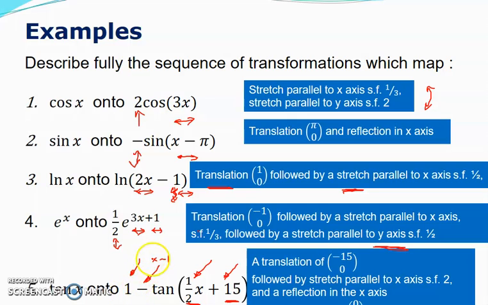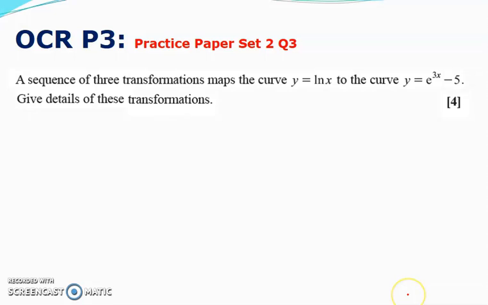So let's see what I've written. You can't see it all actually. A translation of (minus 15, 0). So that's that one, first, followed by a stretch parallel to the x-axis. So that's that one. A reflection in the x-axis. That's that one. And then lastly, a translation, and you can't quite see it, translation (0, 1). And those 2 must be in the right order as well. So it's quite enough to be getting on with.